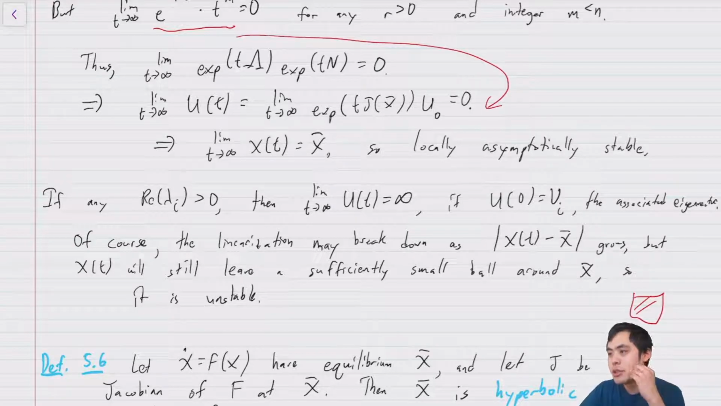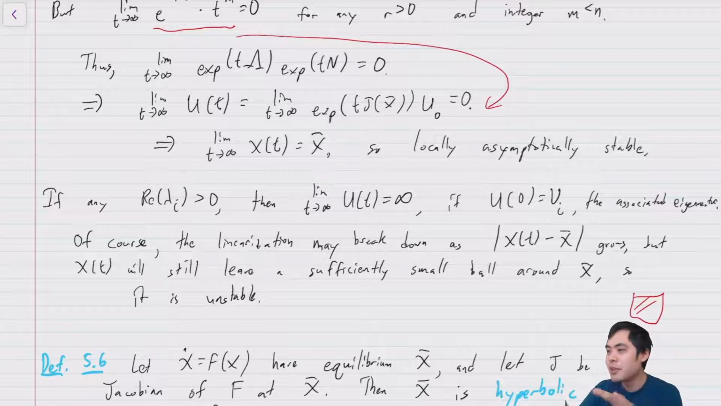On the other hand, if one of your eigenvalues has a positive real part, then the limit as t goes to infinity of u of t is going to be equal to infinity if u of 0 is equal to one of the associated eigenvectors. Now, of course, the linearization may break down as the distance from your equilibrium grows. In fact, it almost certainly will, unless you have a linear system to begin with.